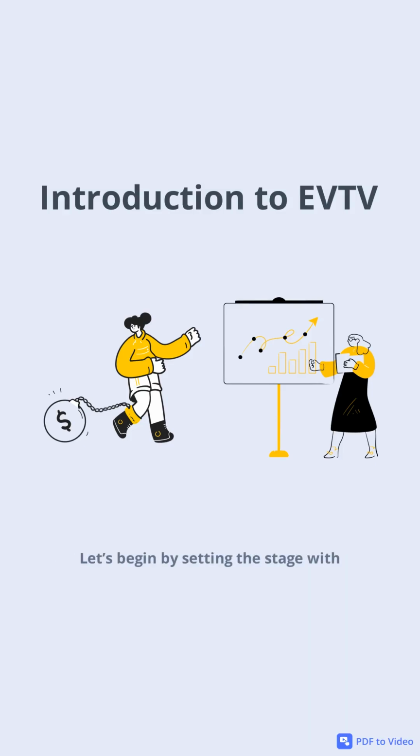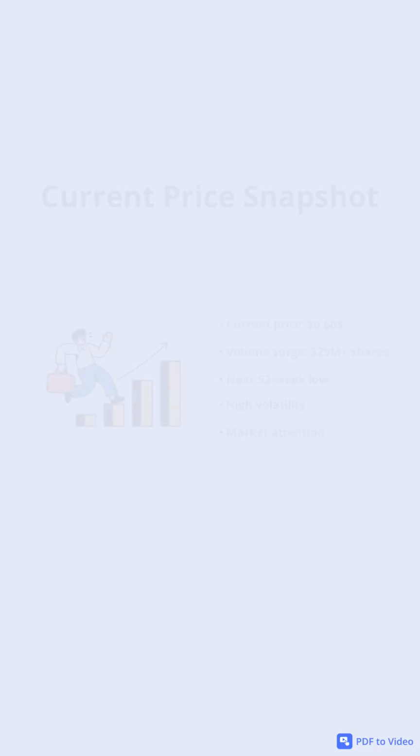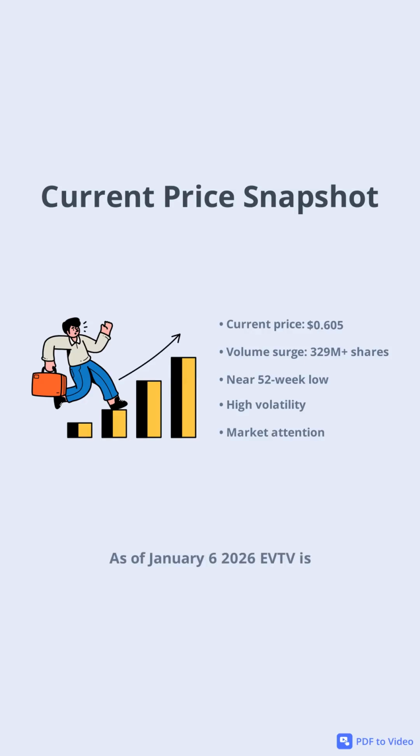Let's begin by setting the stage with a quick overview of the current price, recent trading activity, and why EVTV has caught the attention of market watchers lately. As of January 6, 2026, EVTV is trading at 0.605 per share. This price marks a significant shift from its previous highs and lows over the last 3 months.